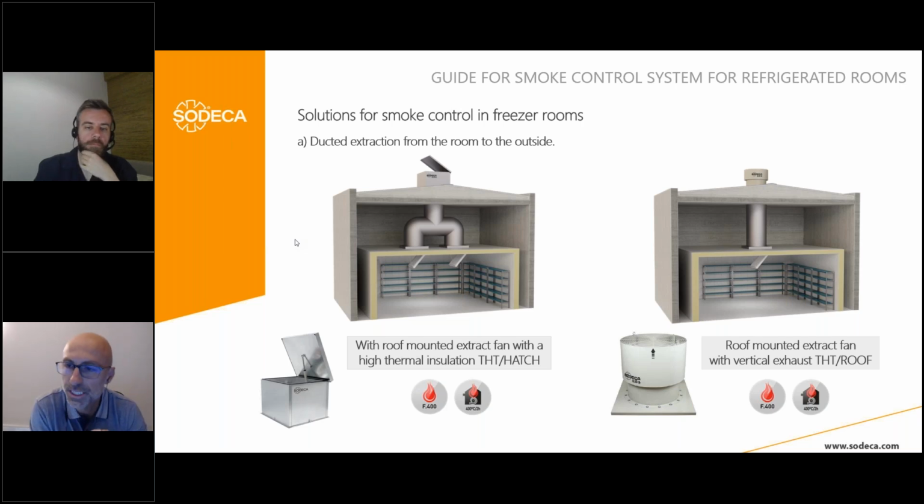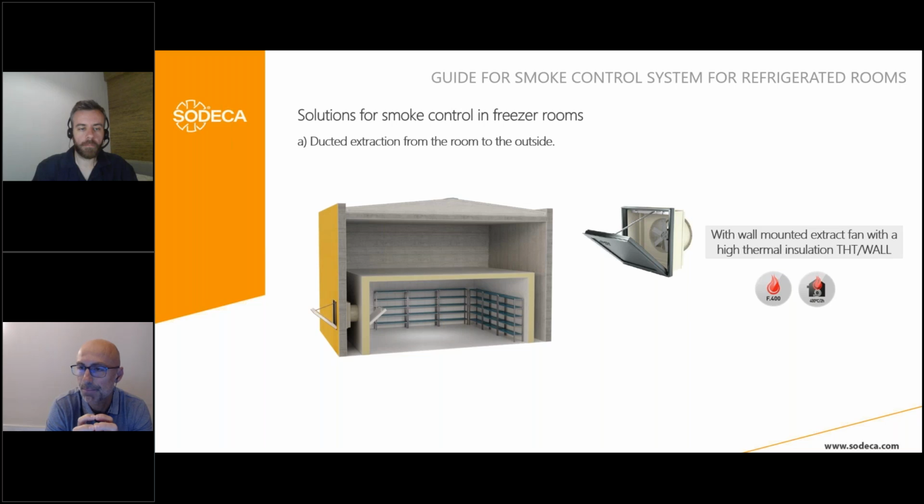In this slide, we see 2 different examples with 2 types of fan. Either of them can be used for this application, and smoke extraction from the refrigerated room to the outside can be carried out using point-to-point systems like this one, 1 fridge flap, 1 fan, or using systems with a single fan like this one connected to multiple fridge flaps in the chamber.